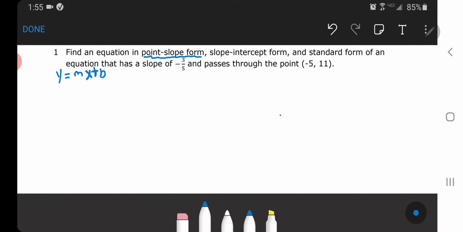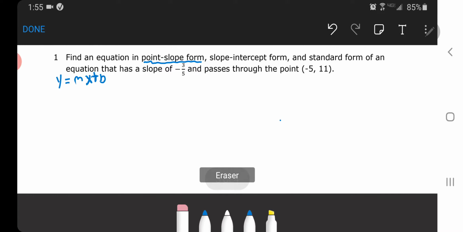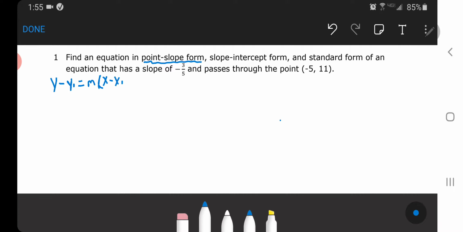Oh, sorry. That's not point slope form. That is slope intercept form. And once again, point slope form is y minus y1 equals m times x minus x1. That's our point slope form. We also want it in slope intercept form, so that's our y equals mx plus b. And lastly, we also want it in standard form.